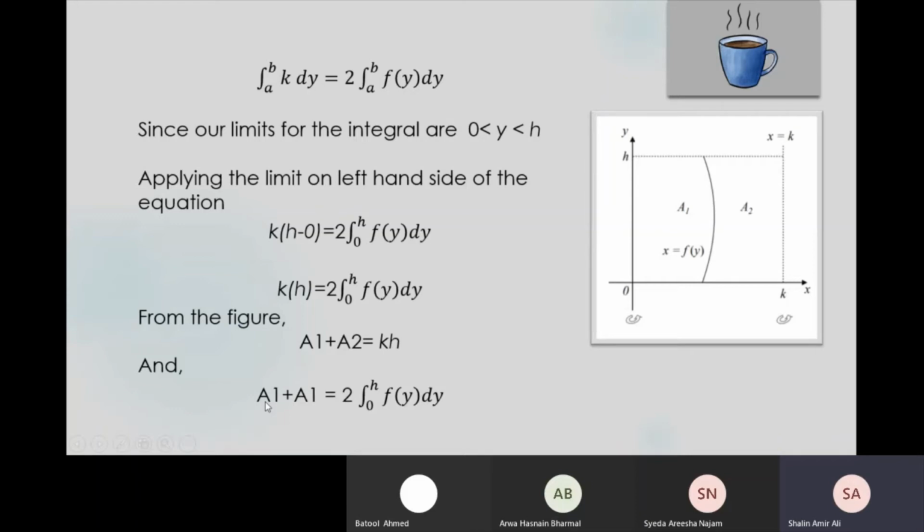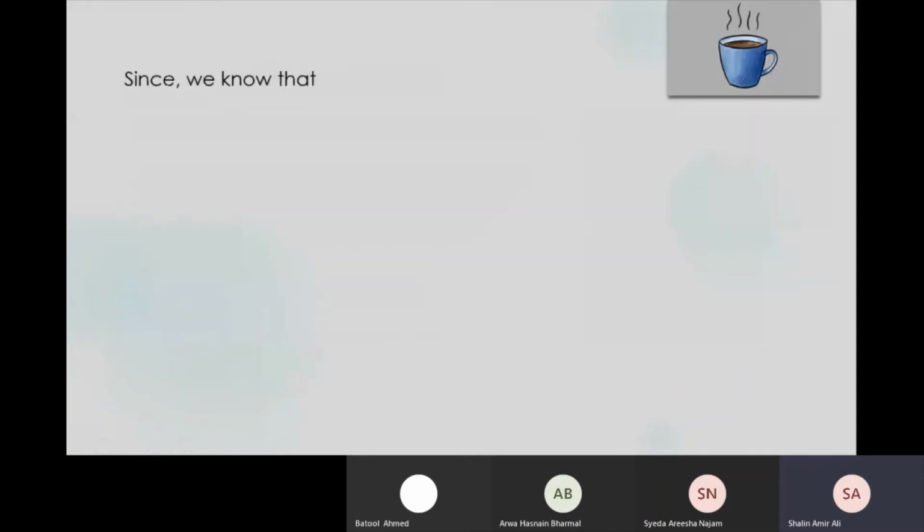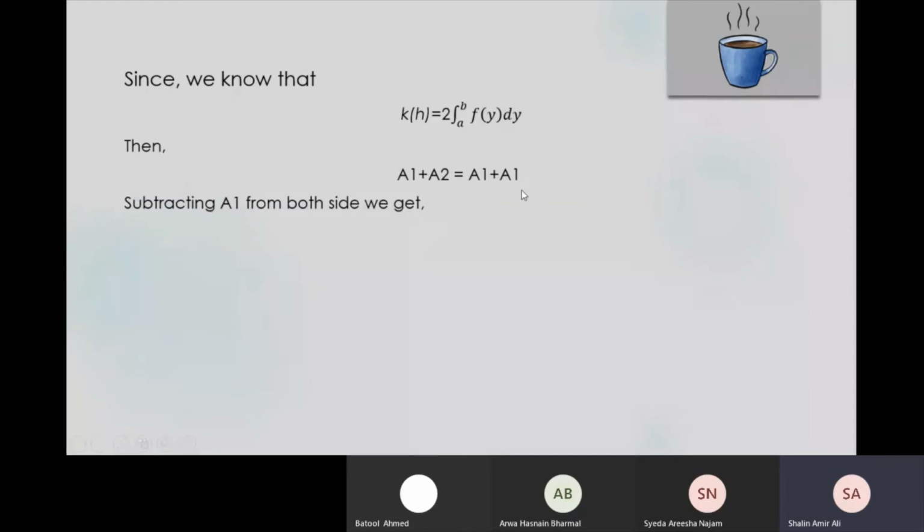So now what we do here is that since we know that these both equations are equal to each other, and we have just found that a1 plus a2 represents k times h, and twice the integral of f of y dy represents a1 plus a1. So we can cancel out a1 from both sides, and what we get here is that a2 is equal to a1, or we can write it as a1 is equal to a2.